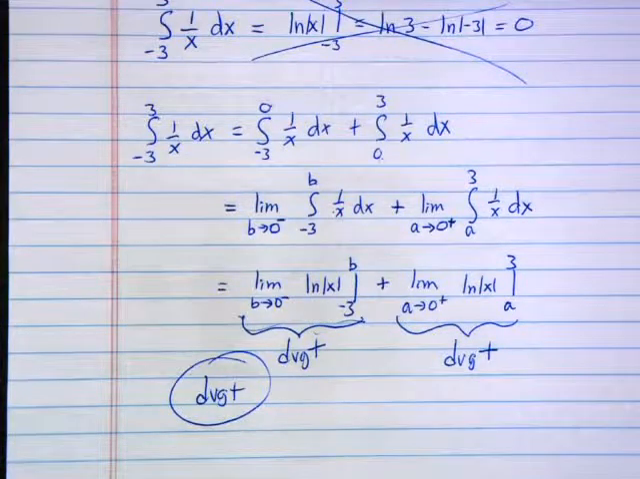I'm not sure what they want in WebAssign. I'm sure they'll tell you if it's divergent, type something. Maybe just a capital D. I don't know what they'll have. But I'm sure they'll tell you in the directions. Other questions?